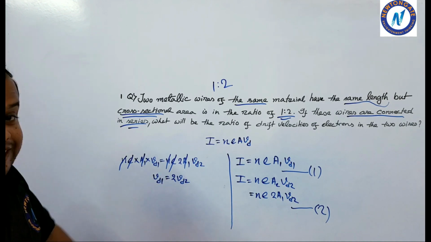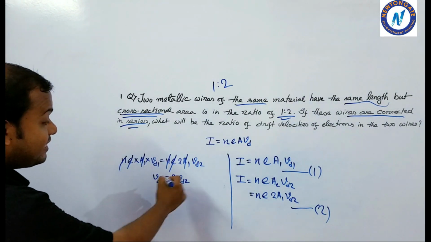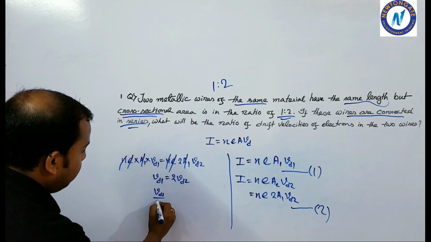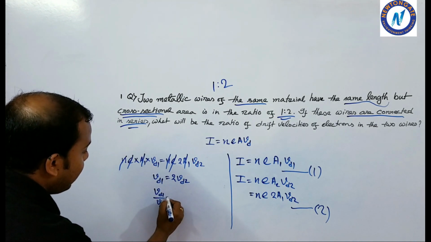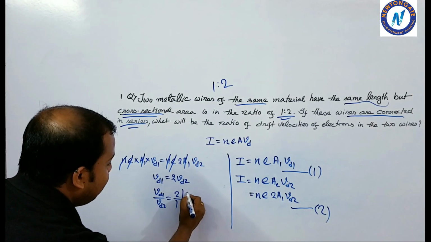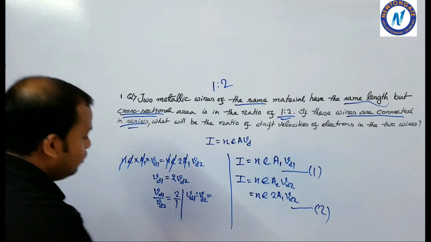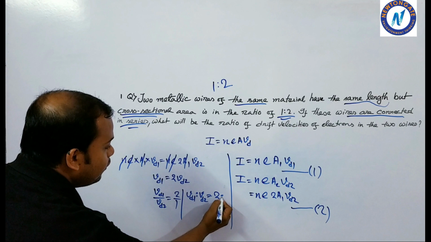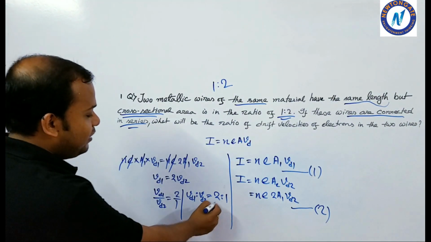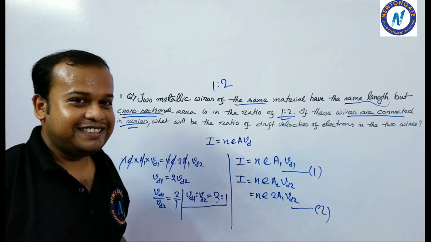If I now take the ratio between these drift velocities, I can write VD1 divided by VD2 as 2 by 1, or VD1 is to VD2 equals 2 is to 1. That is the required ratio that we needed to find out. So the ratio will be 2 is to 1.